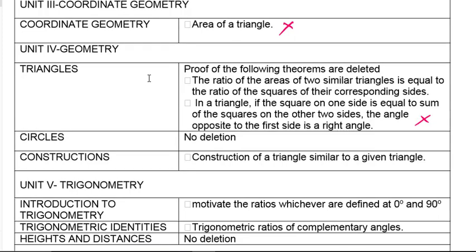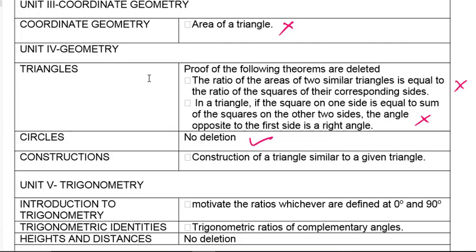Their application is there, and the theorem, the ratio of areas of two similar triangles is equal to the ratio of squares of their corresponding sides, is also excluded now. So proof, what they are saying, proof of the following theorem. Problems related with that are there, but these proofs you do not have to do. You have to understand the theorem, what it means. In circles, the complete topic is there, no reduction.